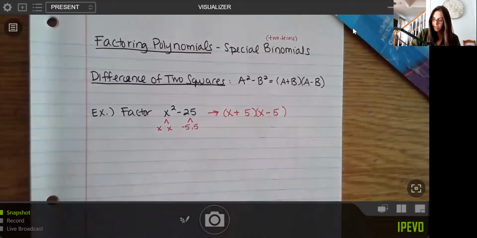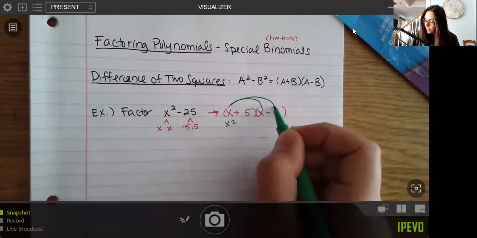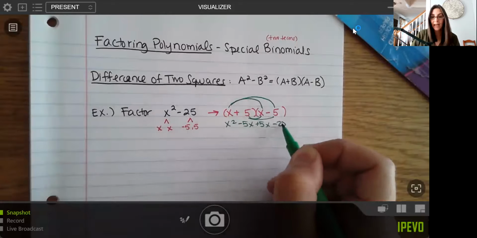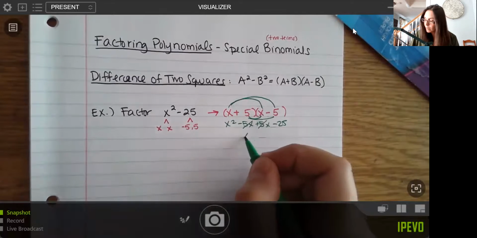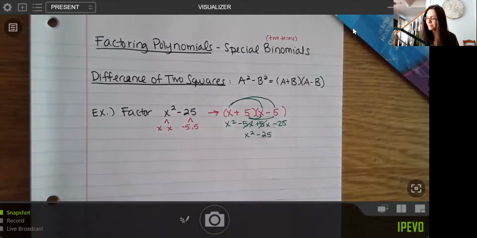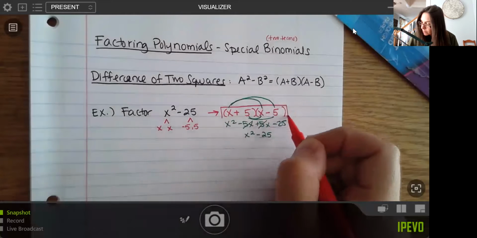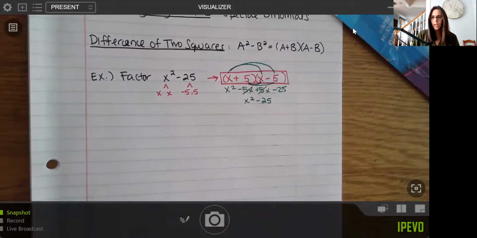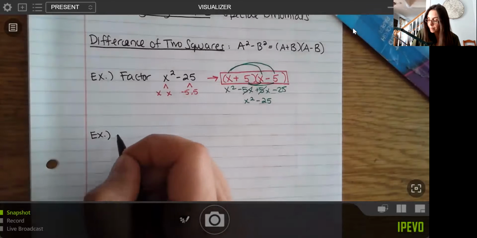And I'll show you that this does actually check out, right? So if you multiply this through, you have x squared minus 5x plus 5x minus 25. So what ends up happening is those middle terms cancel each other out. You get a 0. And that's why you have the plus and the minus. So you get that canceling in the middle. And then you have your final answer here of just x plus 5, x minus 5. And this is a pretty common thing to see, so it's definitely an example you want to watch out for.